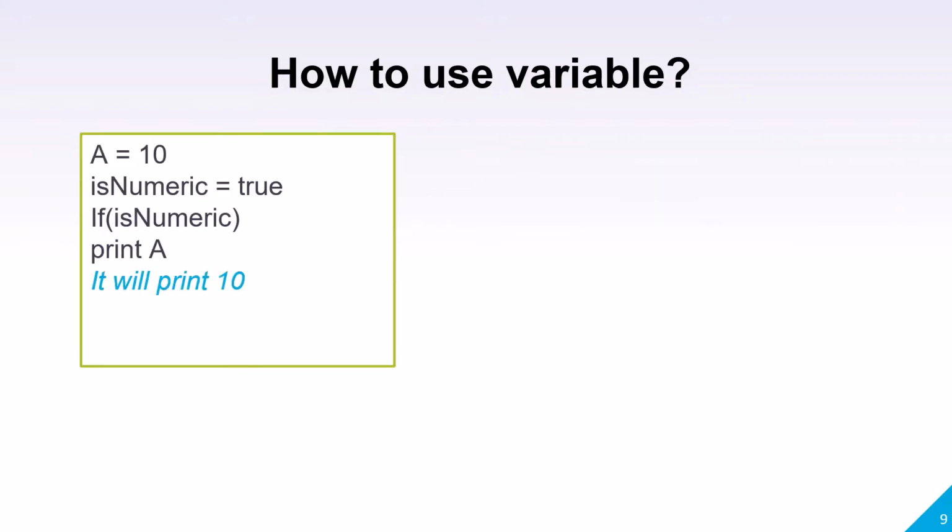So first I have a equal to 10, that is a is one variable, and another variable is numeric whose value is true. Now, if I go for an if logical condition, if is numeric, that means if is numeric value is true, then print a. Here we see that is numeric value is true. So the statement will print 10.